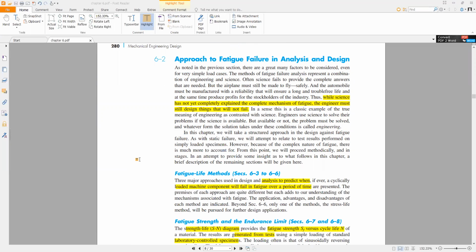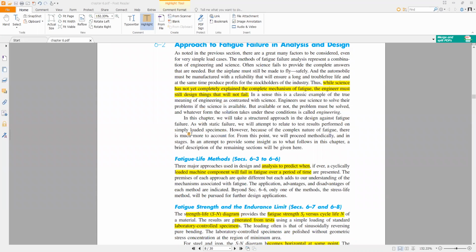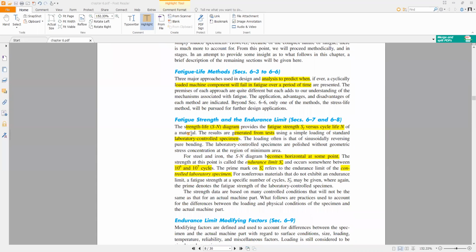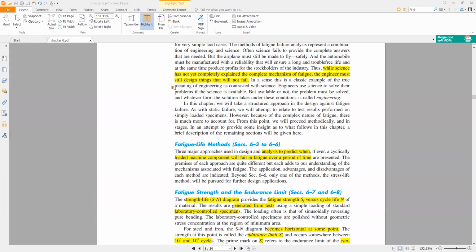Okay, so what is the approach for fatigue failure in analysis and design? While scientists have not yet completely explained the complete mechanism of fatigue, we need to find a design so that it will not fail. Even though we cannot 100% understand it, we still need to design something to prevent it from happening, or before it happens, we replace it with a new one. So for fatigue, there are three parts.